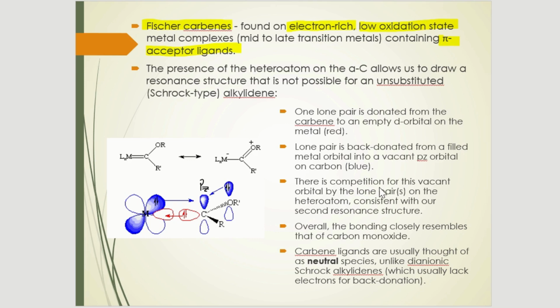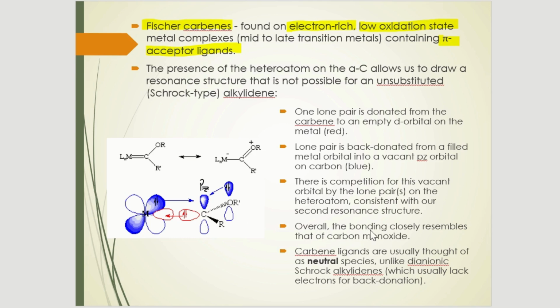Okay, there is competition for this vacant orbital by the lone pair on the heteroatom, consistent with our second resonance structure. So they have competition because O also has electrons, extra electrons, so they compete to fill the empty pz. So this carbon can accept electrons by back donation from the metal, and can also receive electrons from the heteroatom that is attached to the carbon.